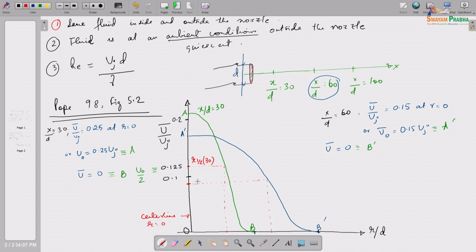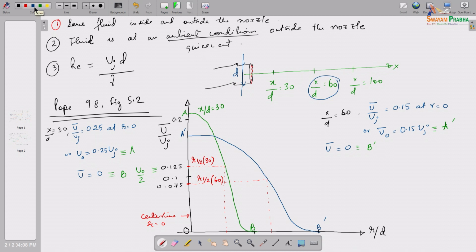So, this one is basically r half at 60, right. So, this one is nothing but about, so this one is about, right. So, this is it. So, this is the r half at basically b, okay.